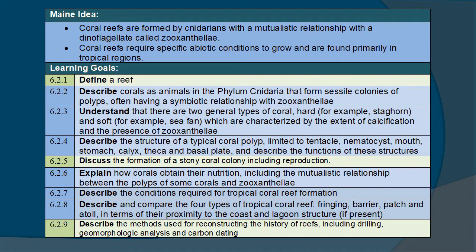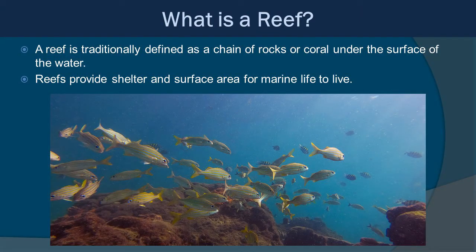Coral reefs are formed by cnidarians, which of course we've learned already earlier in the year, with a mutualistic relationship with dinoflagellates called zooxanthellae. Now, coral reefs require specific abiotic conditions to grow and are found primarily in tropical regions. Let's start off with the basic question.